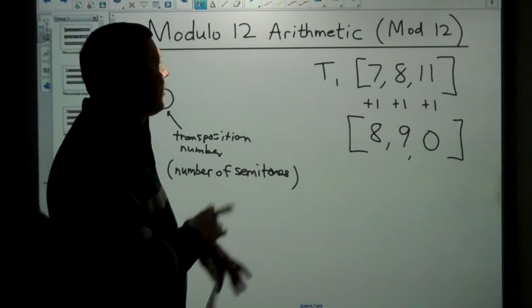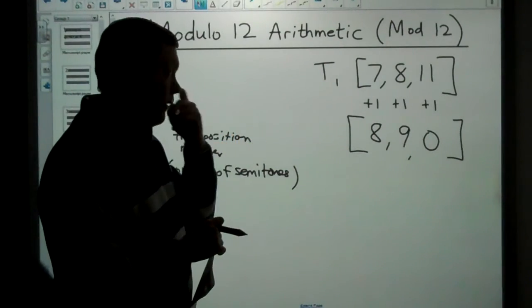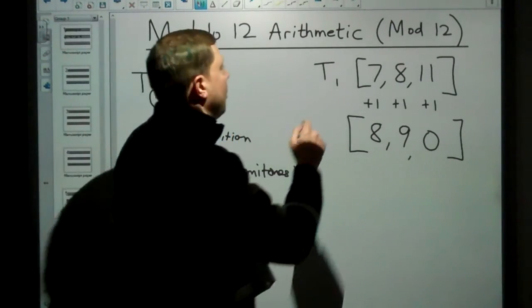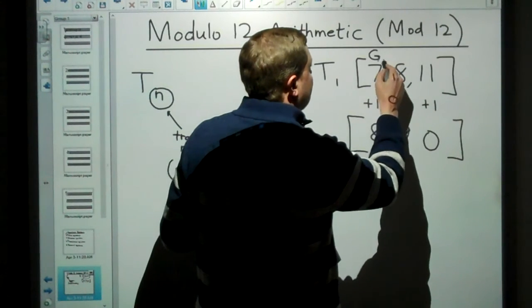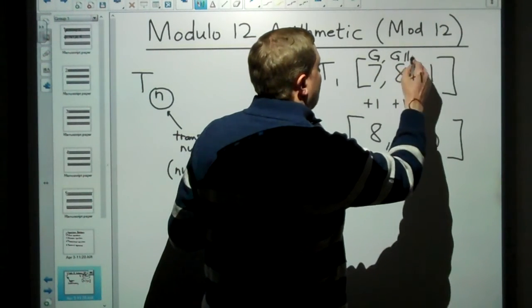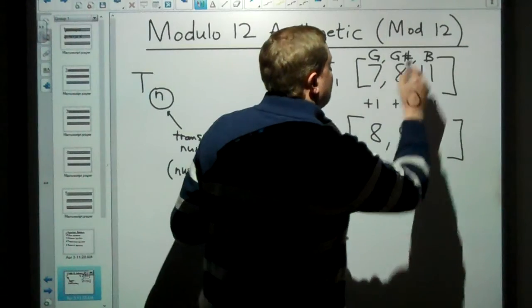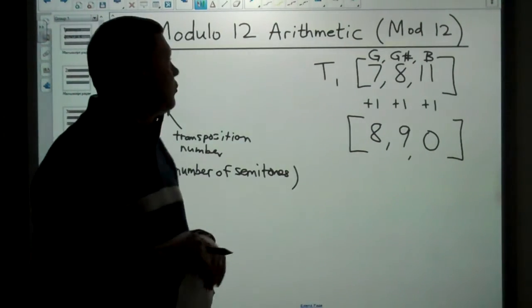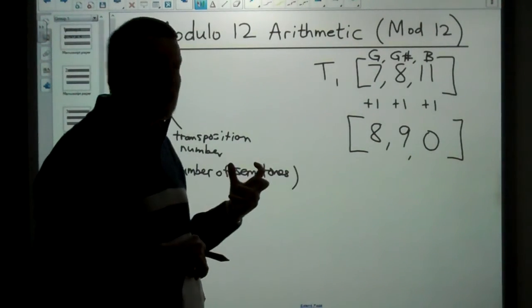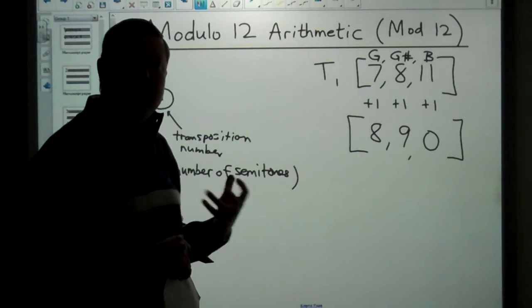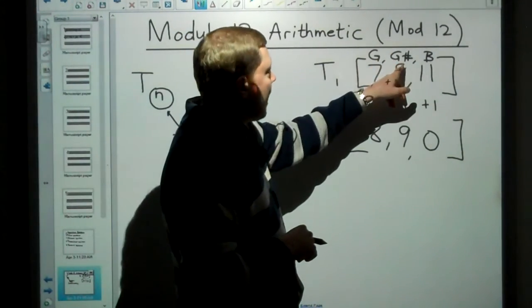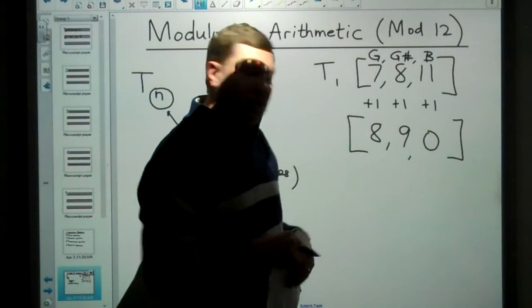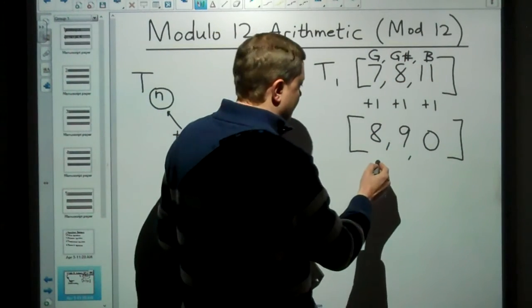If you want to think about this in terms of actual pitch letter names, we know, for instance, these pitch classes 7, 8, 11 refer to the pitches G, G sharp, and B. What happens if you transpose G, G sharp, and B each up a half step? Well, you should get G sharp, A, and C. And that's exactly what we have here.